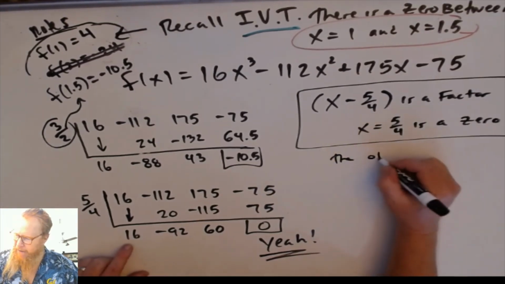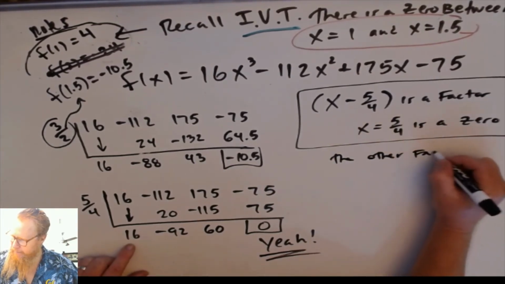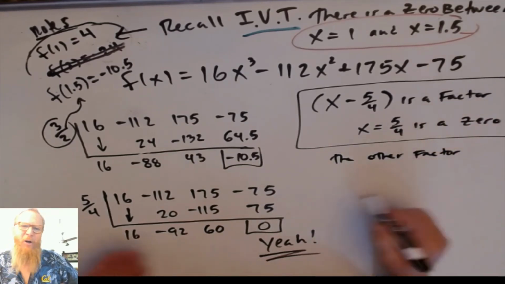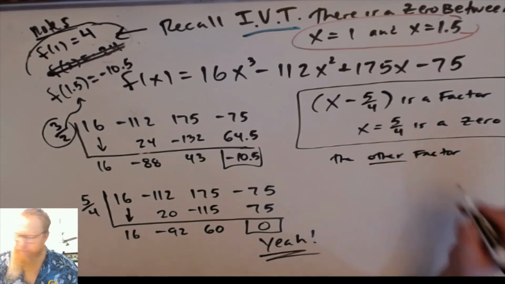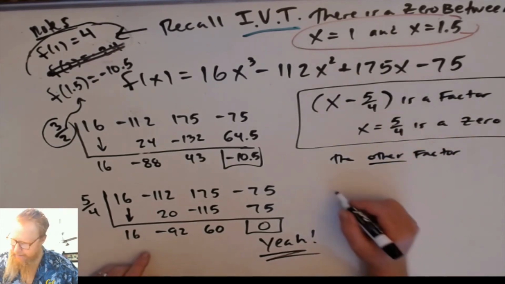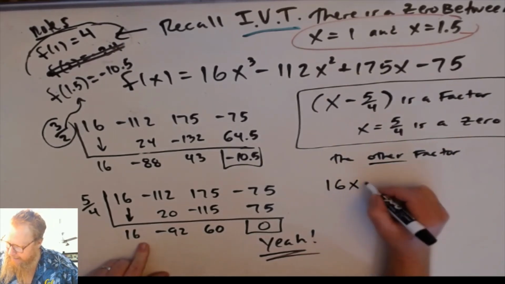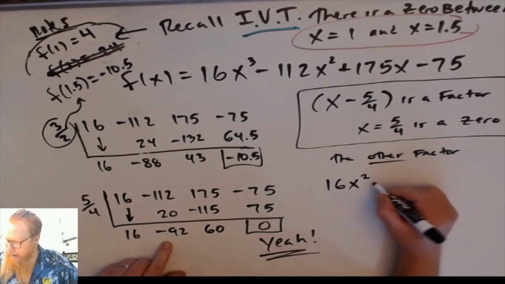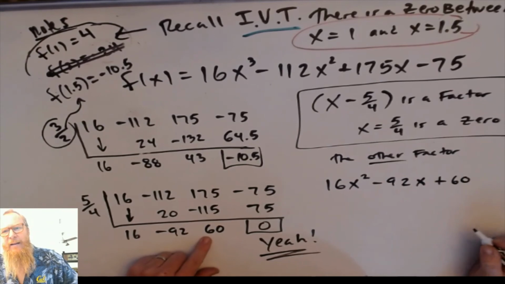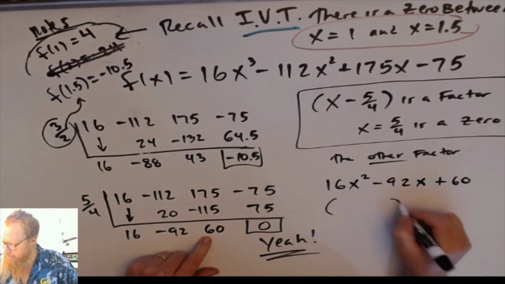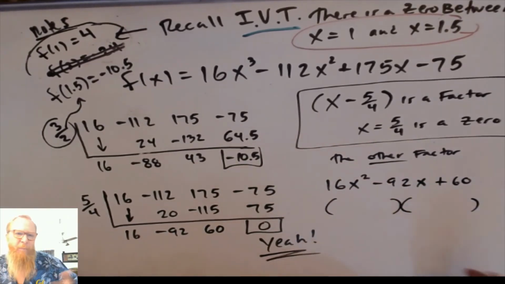The other factor, I was calling it Q earlier, I'm just going to say the other factor and not bother introducing another variable here: 16x squared minus 92x plus 60. And you can factor this using basic math or basic algebra.